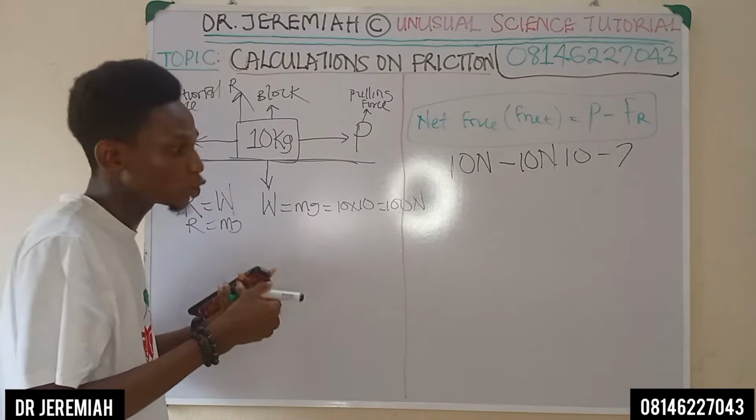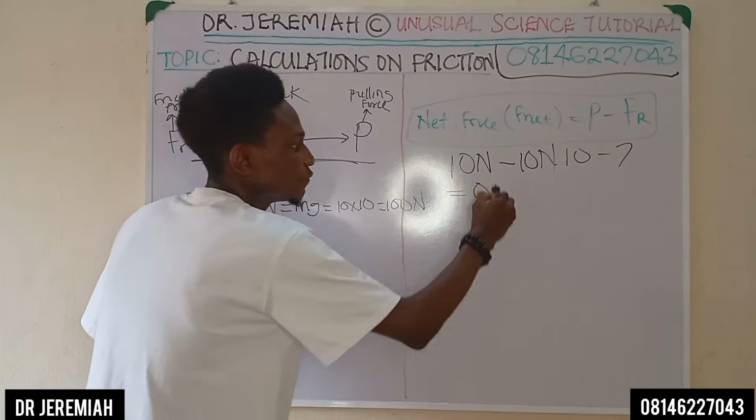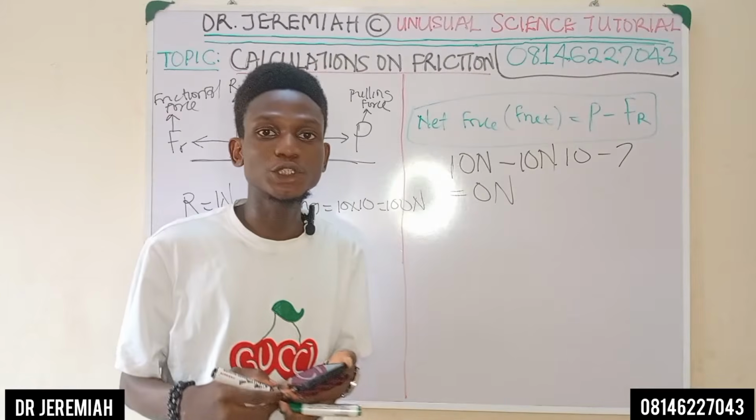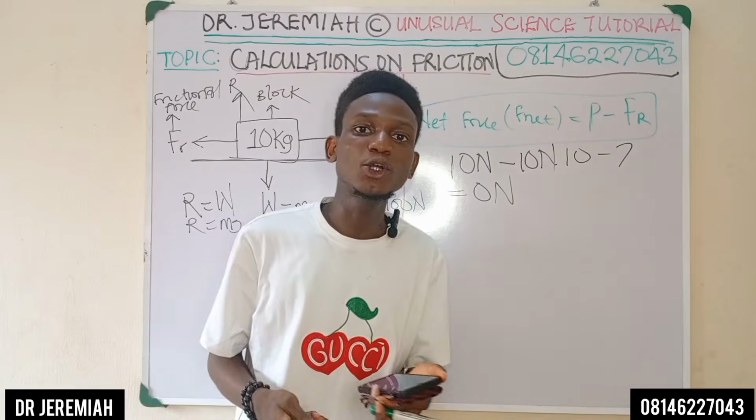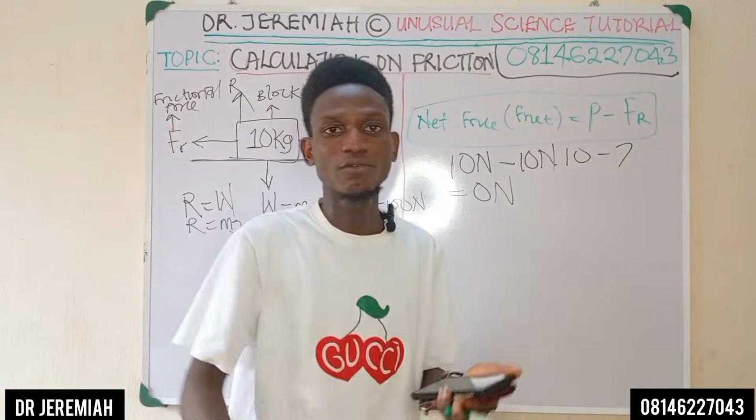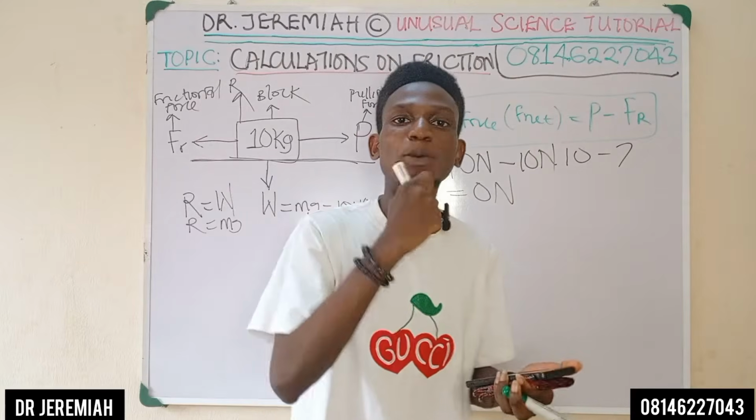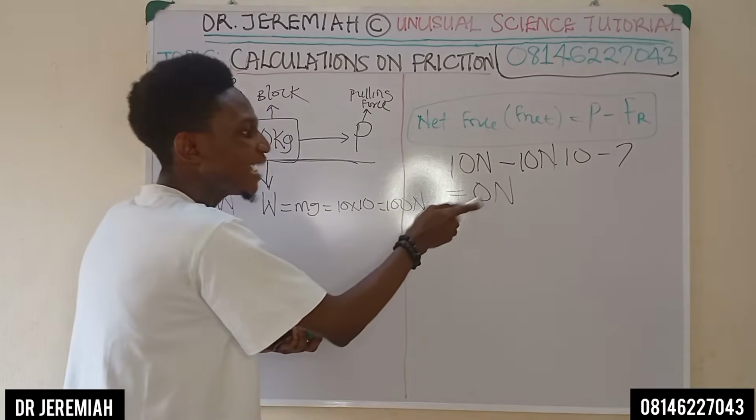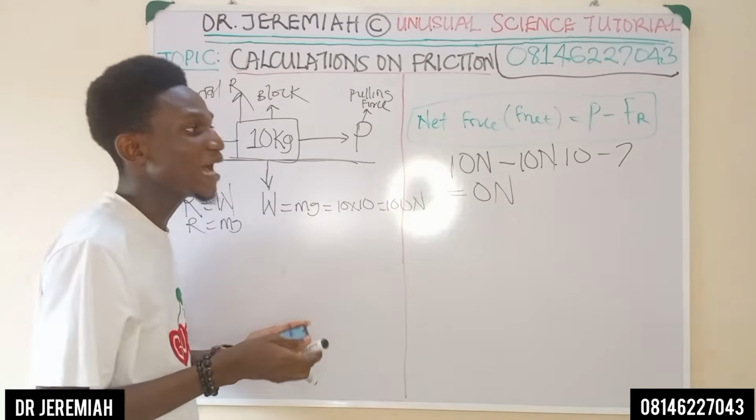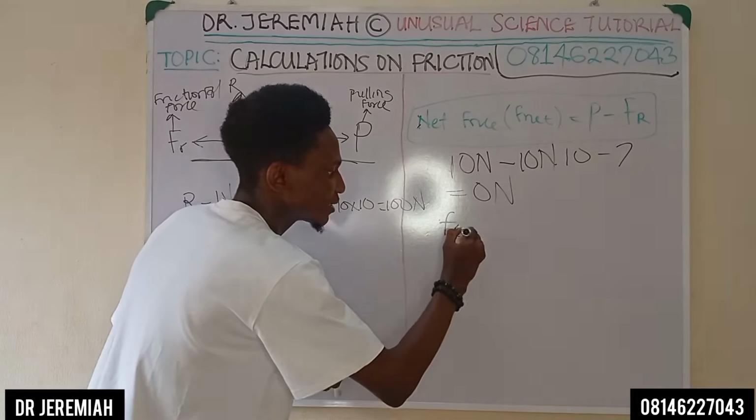So for static friction, the net force is 0. Please take note, for static friction, the net force is 0 because the body is not yet moving. It's just about to move. So static friction is the force that must be overcome before a body can begin to move. So the net force is 0 Newton for static friction. Please take note.